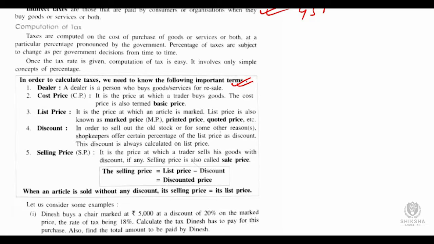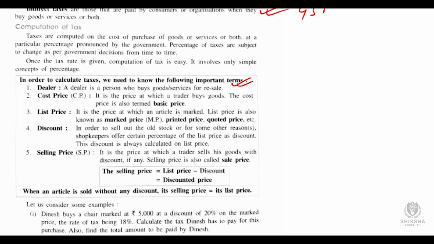First is the dealer. The dealer is a person who buys goods or services for resale. A consumer buys for consuming the product, whereas a dealer buys to resell. You can say a dealer might be a customer, a dealer might be a buyer, but a dealer might not be a consumer. In some cases, the dealer is also the consumer, but that is known as consumer.